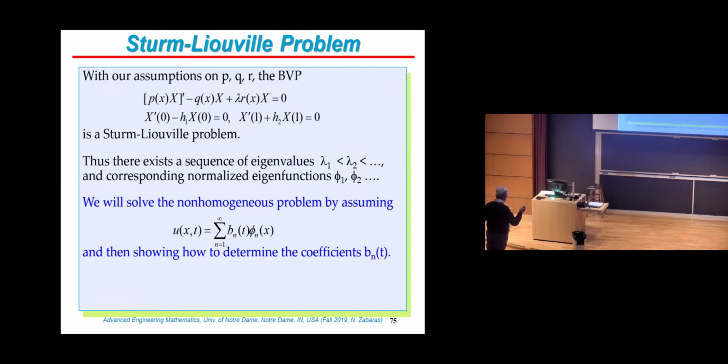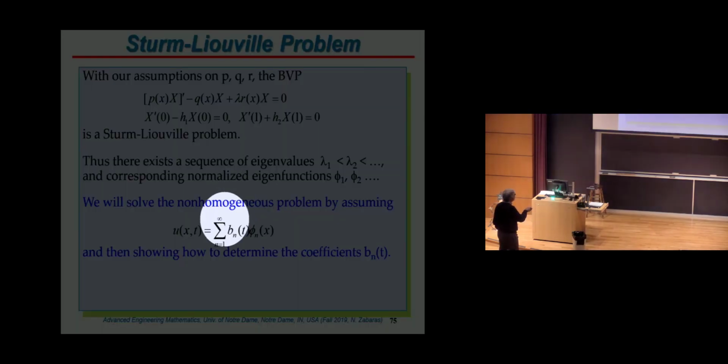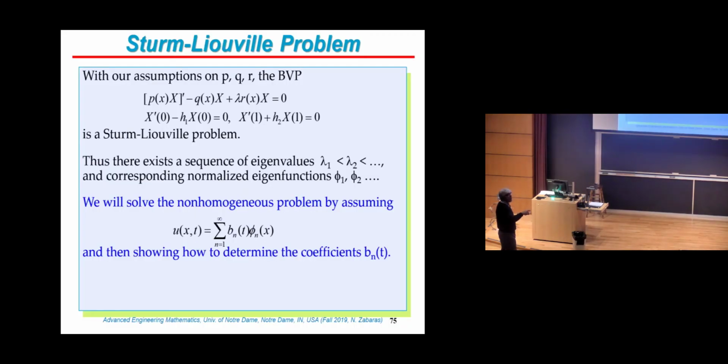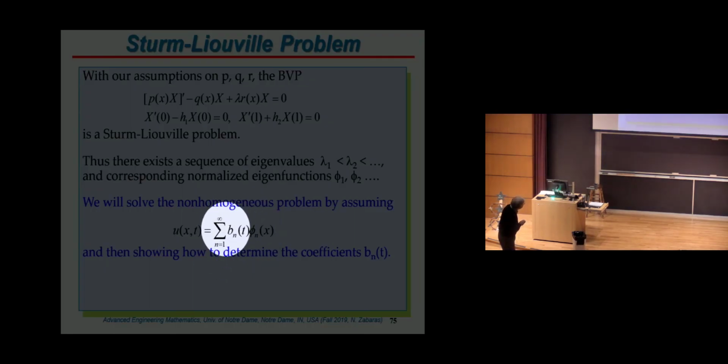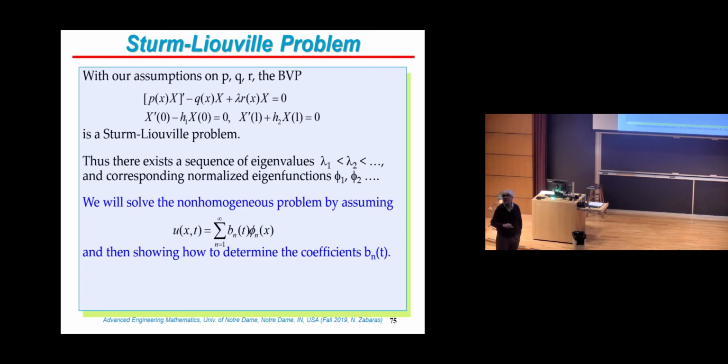We're going to expand the solution of the transient problem in terms of the eigenfunctions phi n of x of the homogeneous problem, without any time derivatives, just for capital X. But we're going to make the coefficients Bn of t functions of time, right? Because we need to solve the transient problem.